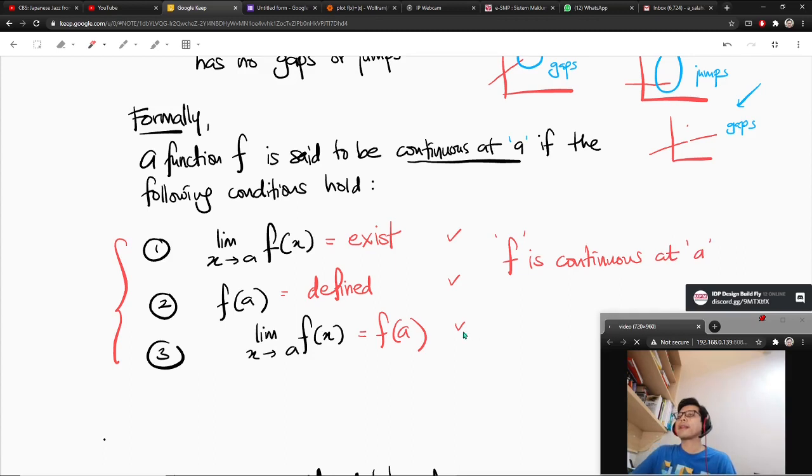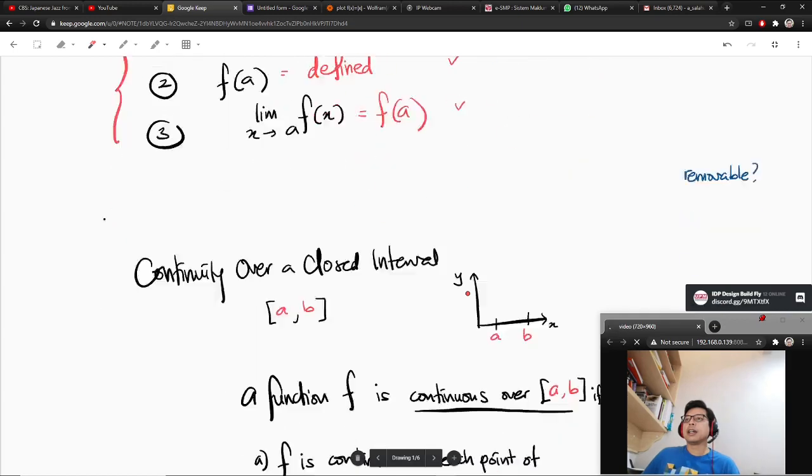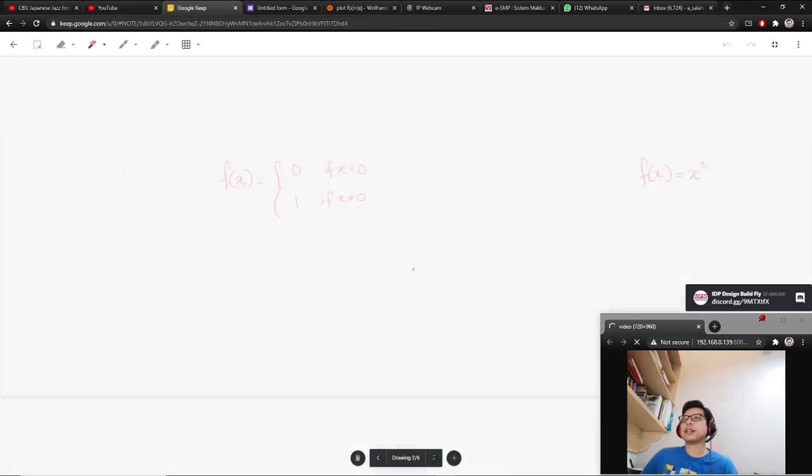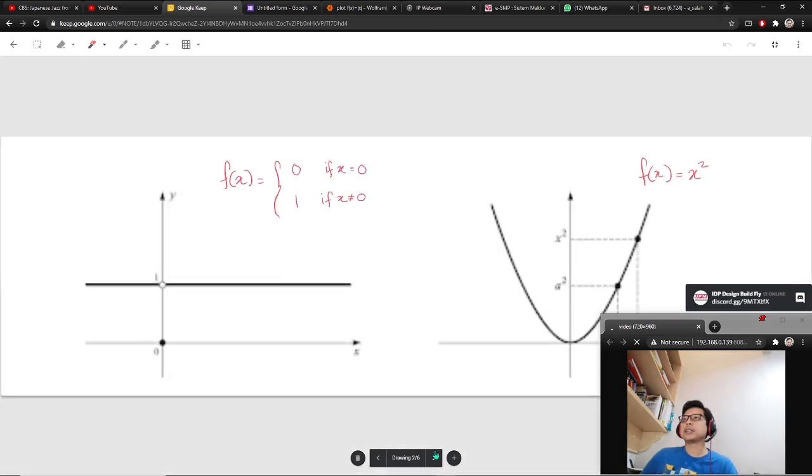Okay, so this is the formal mathematical definition of a function's continuity. All right. So let's see if there are any examples. Okay, I hope you can see this.